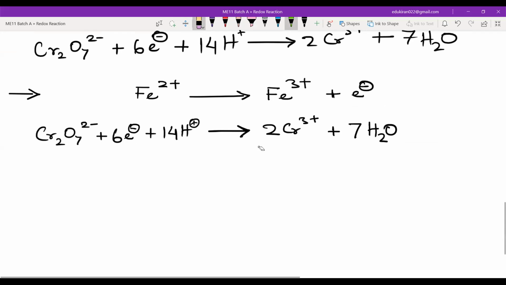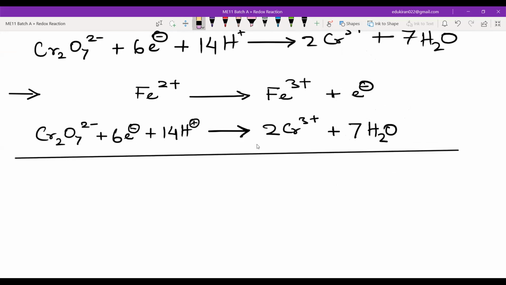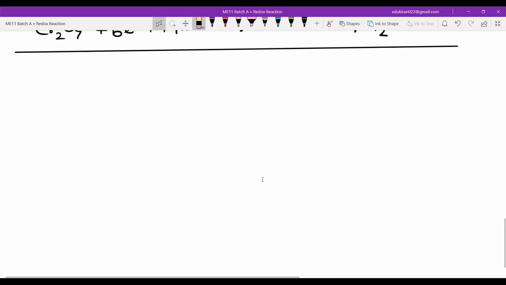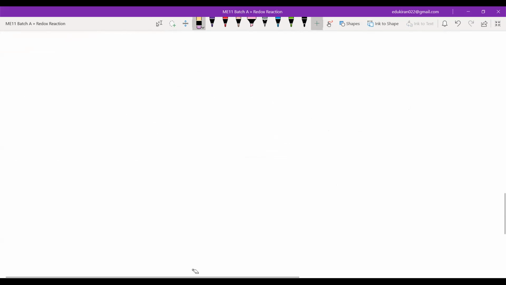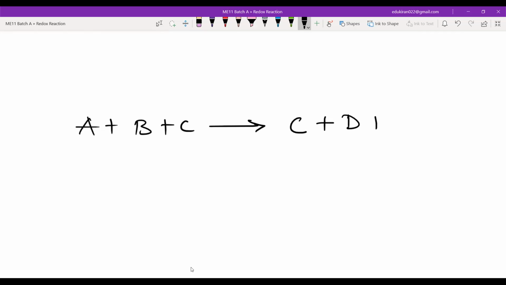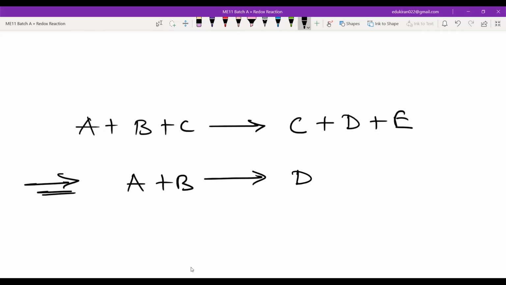Let me erase this part. Similarly, if I add these, the electrons here should get cancelled by the electrons in this particular half reaction. Since there is only one electron here and 6 electrons here, I will multiply this whole equation by 6. Then I will get 6 here, 6 here, and 6 electrons here. Then this 6 electron and this 6 electron can be cancelled out, and we can add up the rest of the equation.